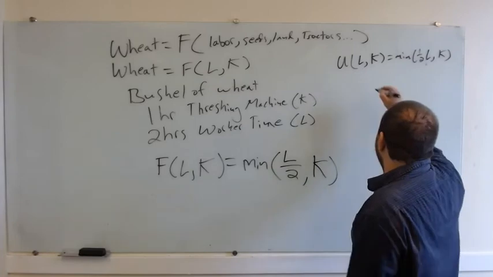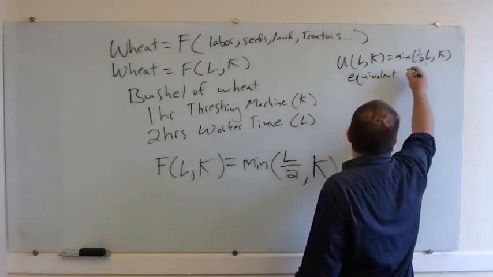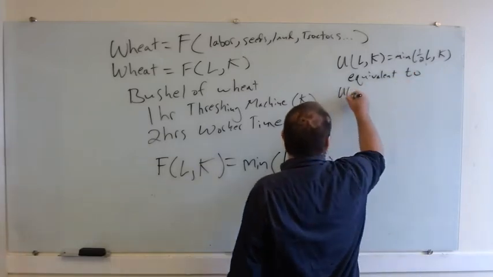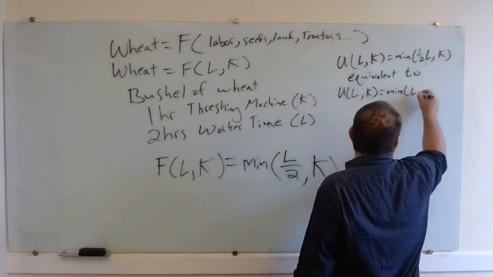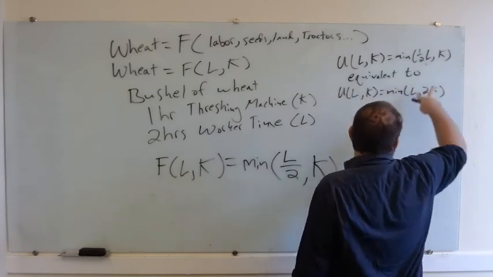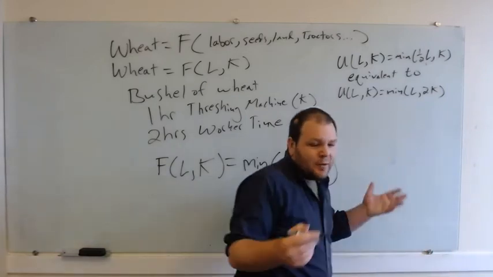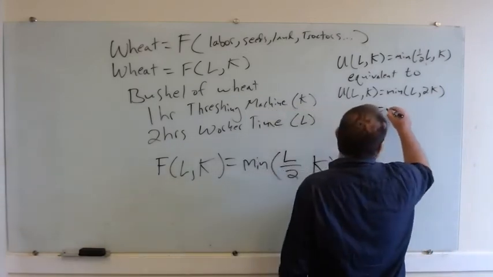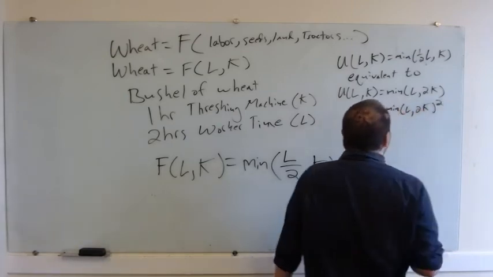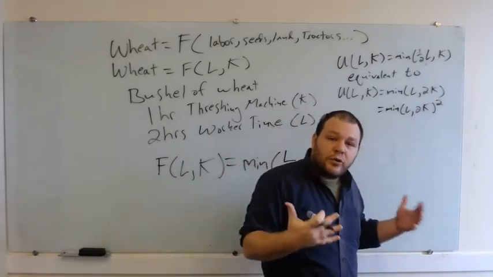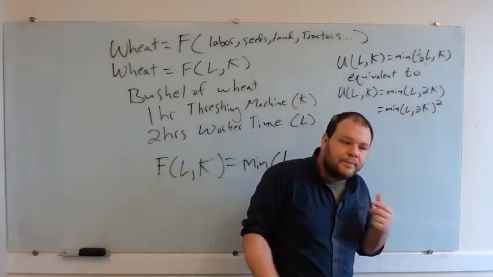So this would be equivalent to, let's say, U of L and K equals min of L and 2K. Essentially I can multiply the whole thing by 2, and I wouldn't change the meaning at all. If I wanted to be wacky and crazy, I could even say it's equivalent to the minimum of L and 2K squared. I can do any ordinal transformation, because the utility values don't have any meaning.